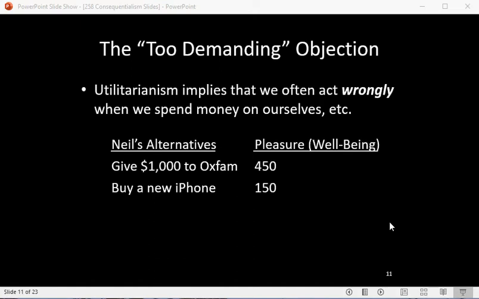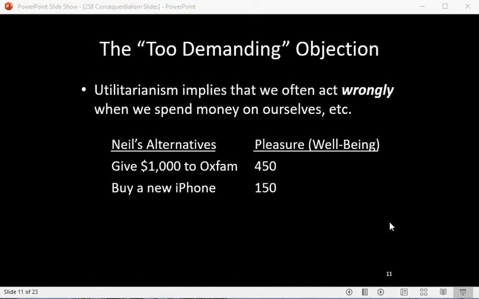Okay, and here's just one example. Suppose that I have $1,000 and I'm thinking of two things that I might do with it. I might donate the money to Oxfam. If you don't know, Oxfam is a very effective, very good, highly reputable charity that provides famine relief, feeding people who are in great need, preventing suffering. Or I could buy myself a new phone.